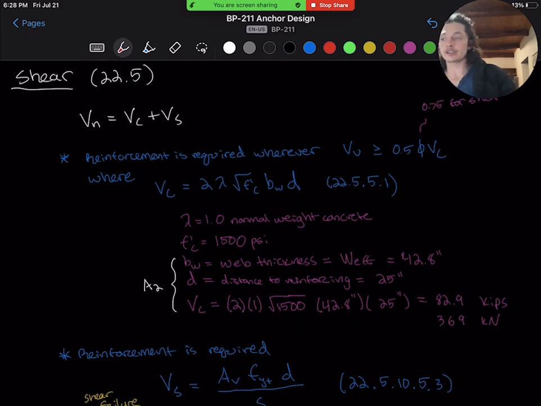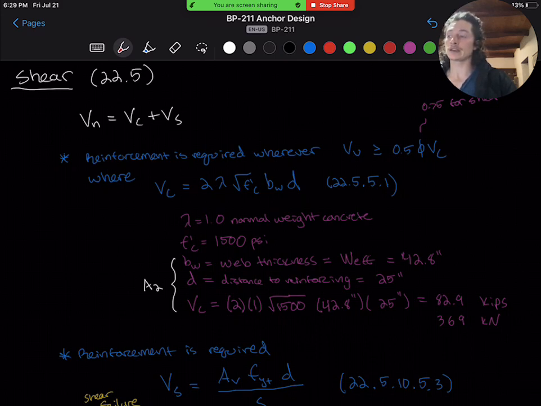From equation 22.5.5.1, Vc is 2 lambda square root of f'c times bw times d. We'll take the variables in English customary units. Because of the square root, we always need to take the f'c value as psi. We'll convert to metric later. So lambda equals 1.0 for normal weight concrete, and from before, we have f'c is 1500 psi.